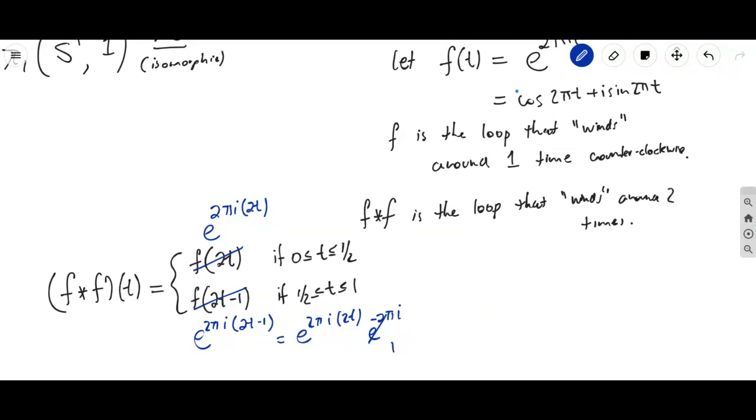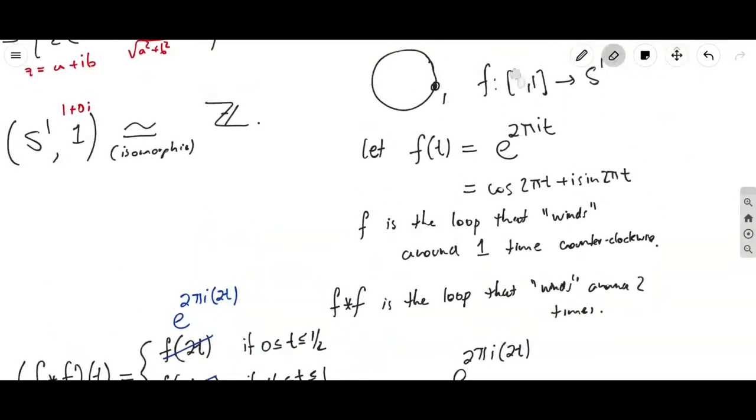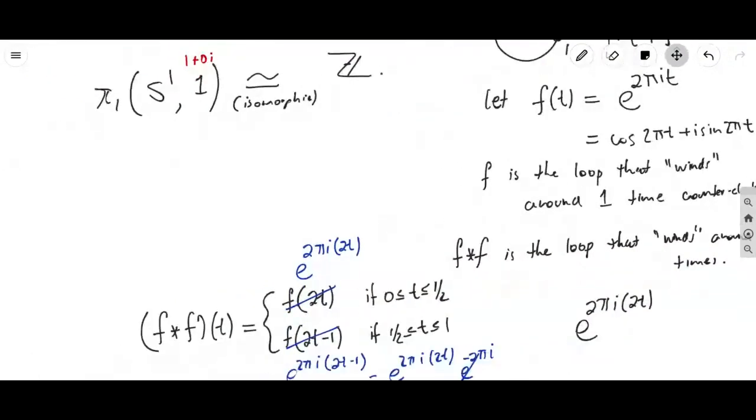So you're actually getting the same thing. You're basically getting the function e to the 2 pi i, instead of t, you have 2t. But keep in mind, t ranges from 0 to 1. And so really what you're doing is winding around. The loop travels twice around the circle. And then you can do it 3 times and 4 times and so on.